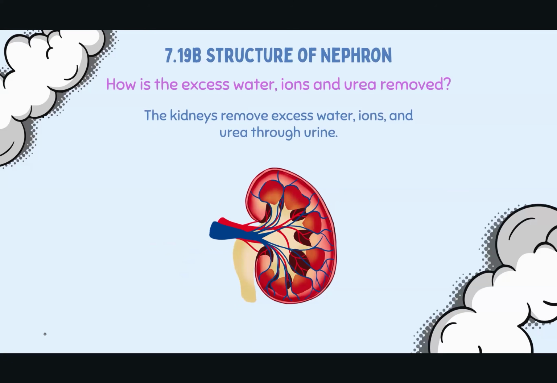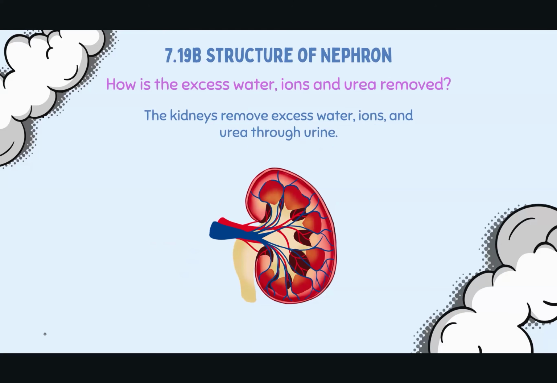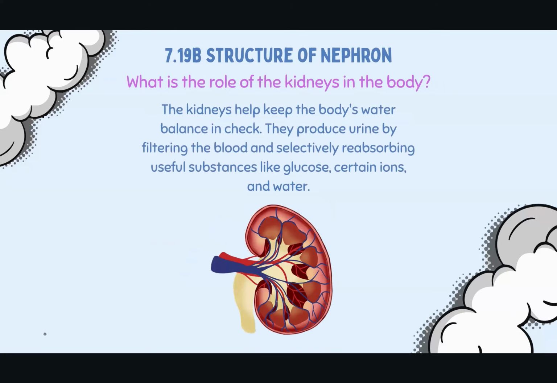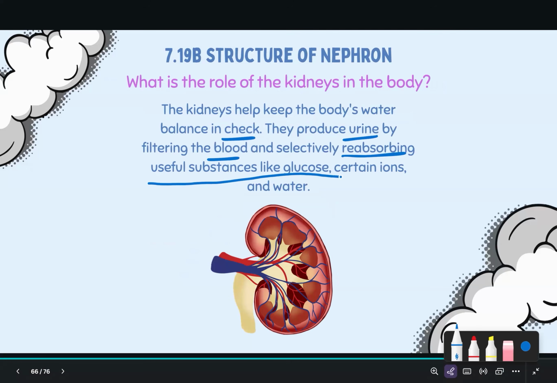Okay, so structure of a nephron. How is excess water, ions, and urea actually removed? So the kidneys remove excess water, ions, and urea through the urine. So all this excess within the blood is lost through the urine. So the kidneys help keep the body's water balance in check. They produce urine by filtering the blood and selectively reabsorbing useful substances like glucose, ions, and water.